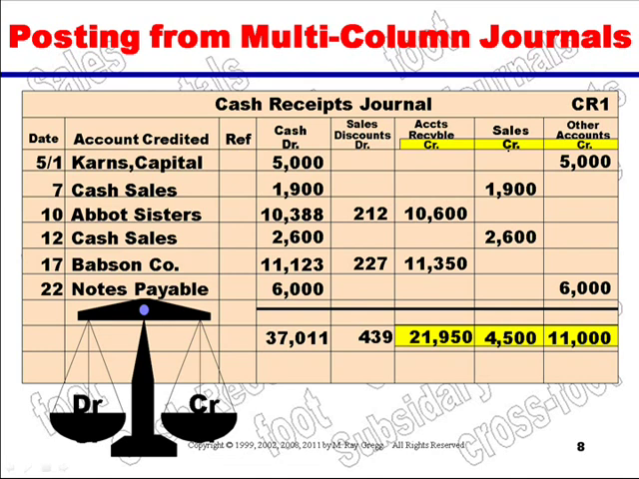So sum those three, $21,950, $4,500, and $11,000, and compare it to the total that you got for the two debits. They have to be in agreement. If they are not in agreement, the mistake is right here on this page. Find the mistake before you post.